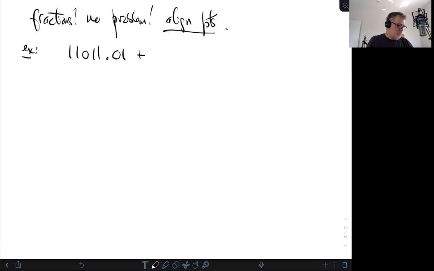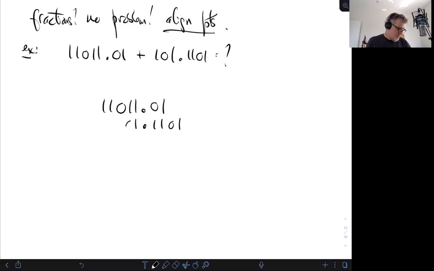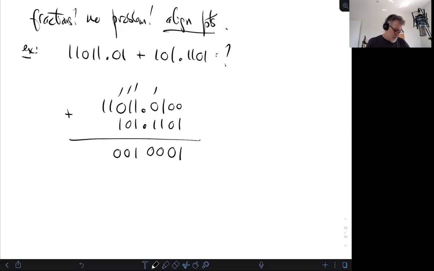So let's say I'm asked to do 11011.01 plus 101.1101. Okay, it's the same thing. You just align the points. This will be 0.1101. I just want to make sure I'm putting all these things correctly. You can put zeros here if you wish, if it's easier. And you just go right to left: 1, 0, 0 carry of 1, 0 carry of 1, 1 carry of 1, 0 carry of 1, 0 carry of 1, 0 carry of 1, 0, 1.